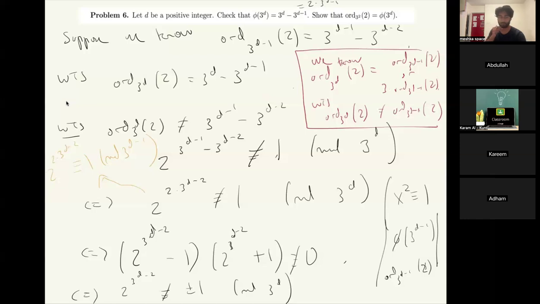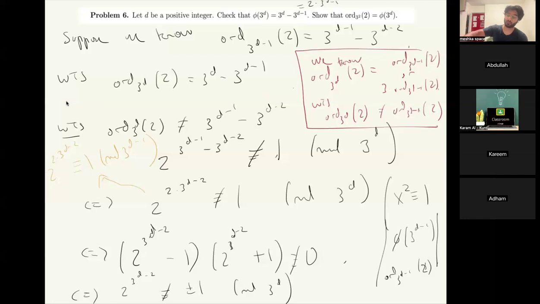Can't we just prove that it's bigger than the order of 3 to the d minus 1? Well, we don't know. That's what we need to prove, and it's not obvious that it's bigger. But can't we show that through the Euler function? Assuming the order is equal to the phi function for d, we know that the phi function of d plus 1 is 3 multiplied by that. We don't know that. That's what we need to prove.